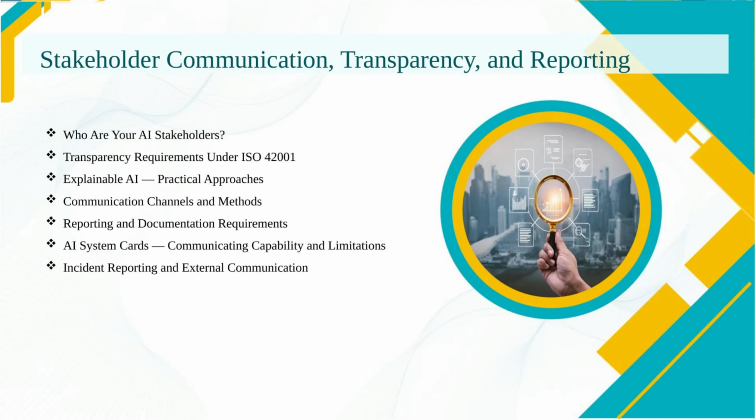Ask 10 people what transparency means in AI governance, and you will get 10 different answers. Some will say it means publishing your algorithms. Some will say it means explaining decisions to affected individuals. Some will say it means disclosing what data you use. The truth is, it means all of these things in different ways for different audiences. And ISO 42001 requires you to make it operational, not aspirational.